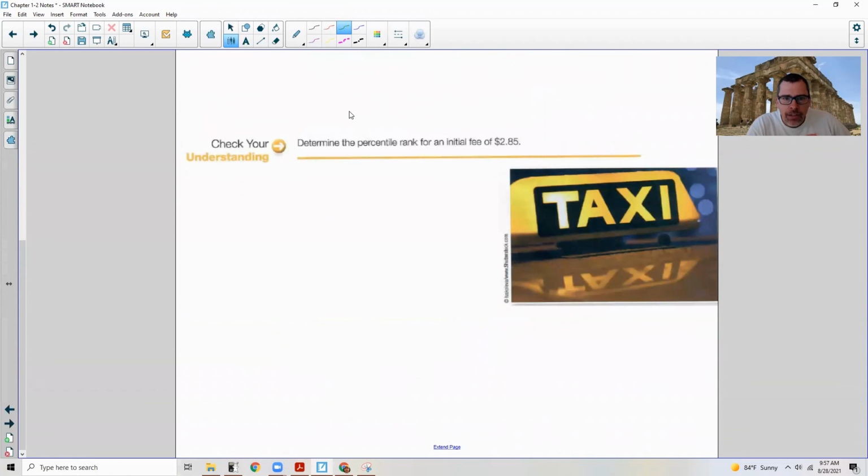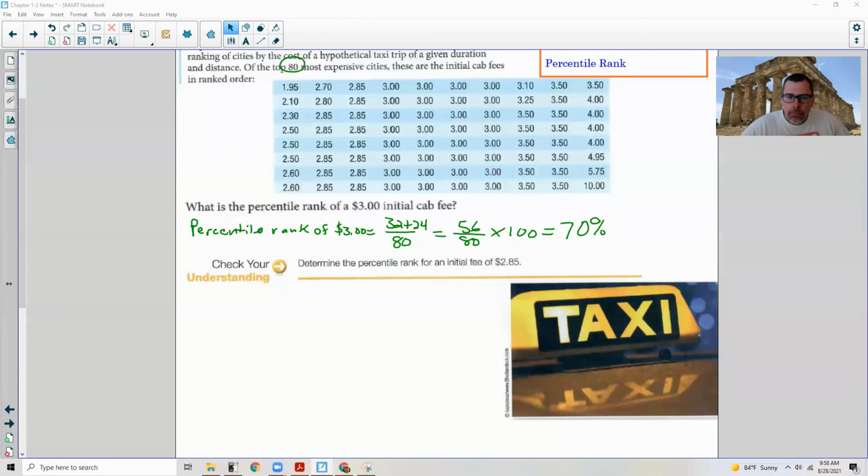It says, determine the percentile rank for an initial fee of $2.85. Pause the video, see if you can come up with that, and we'll check it. Okay, so again, we're going to simply determine the values that are less than 2.85, which are these over here. 2.85 starts there. And remember, there were 8 plus 2 is 10. And then we want to have all the 2.85s, which are here. So there's 8, and 6 more is 14.